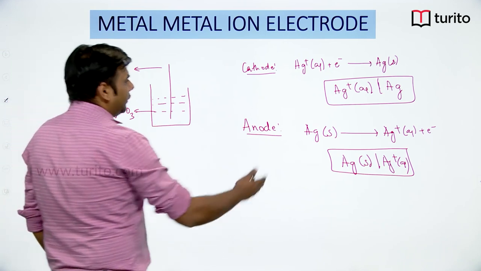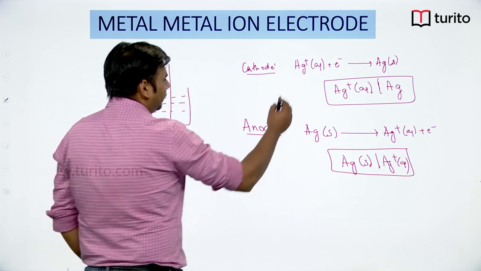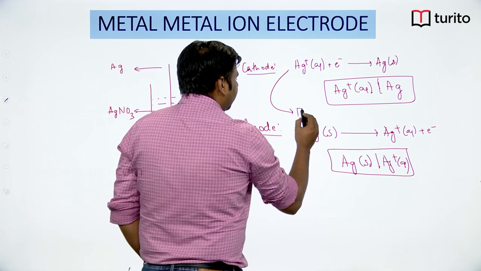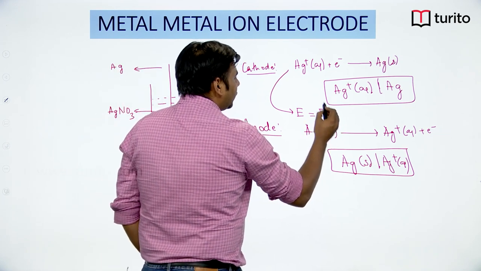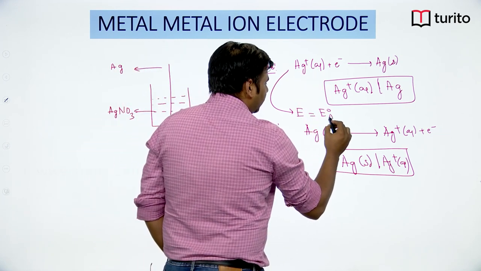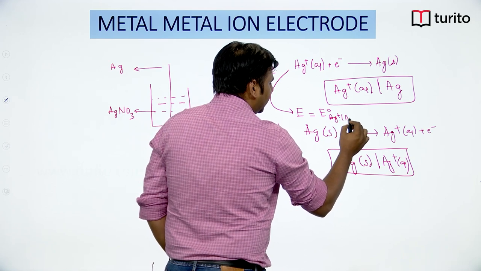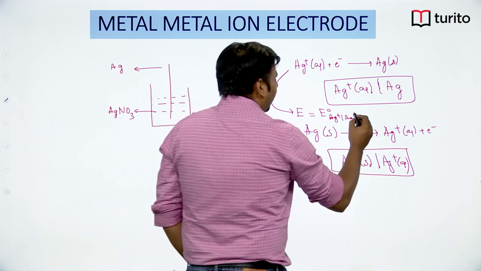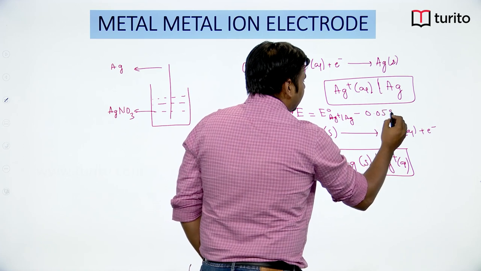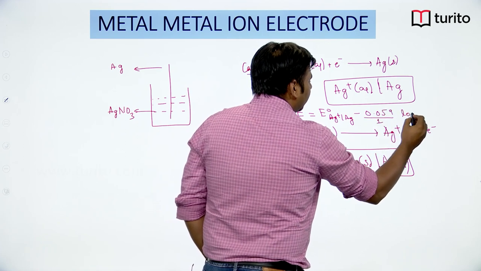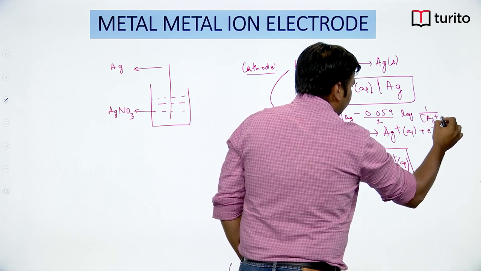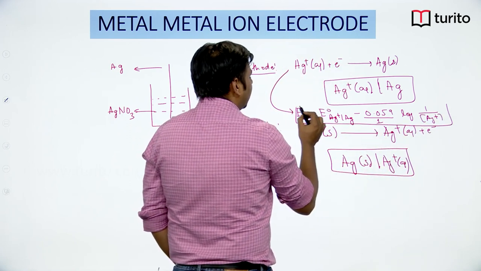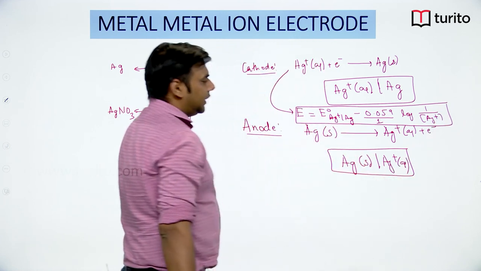Okay, so if you want to write the E cell of this, the EMF of this half cell would be, because we are talking about reduction potential, the reduction potential of Ag plus changing into Ag, minus 0.059 upon n log of 1 divided by the concentration of Ag plus. This is solid, so we don't have to take it. So we can write the Nernst equation as well.